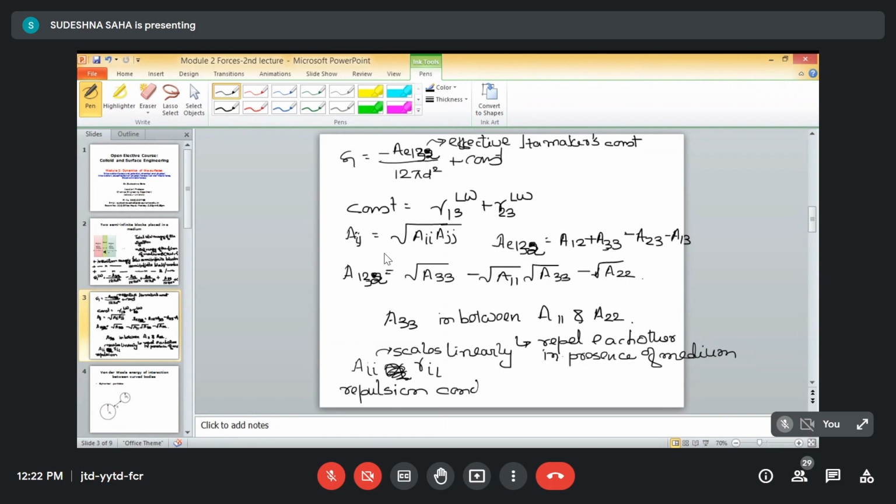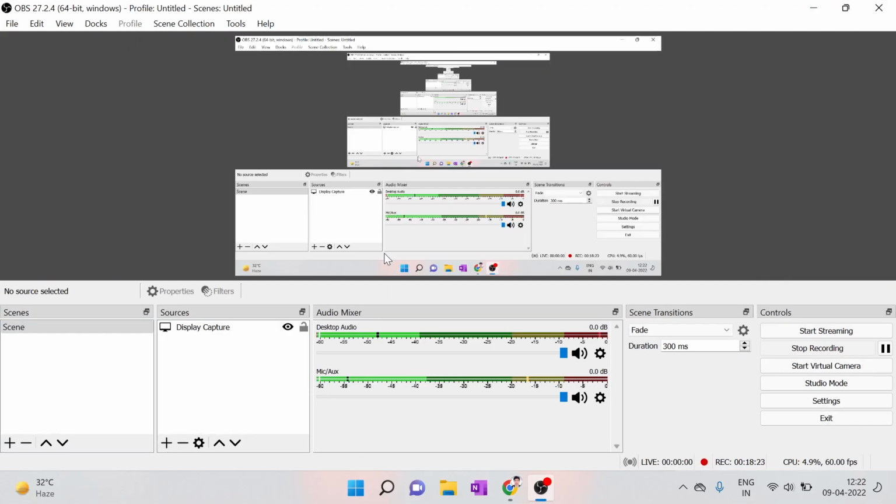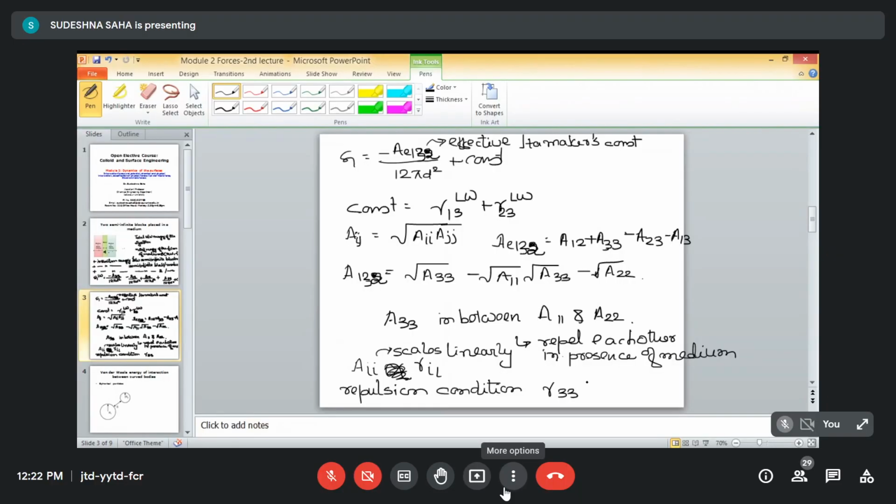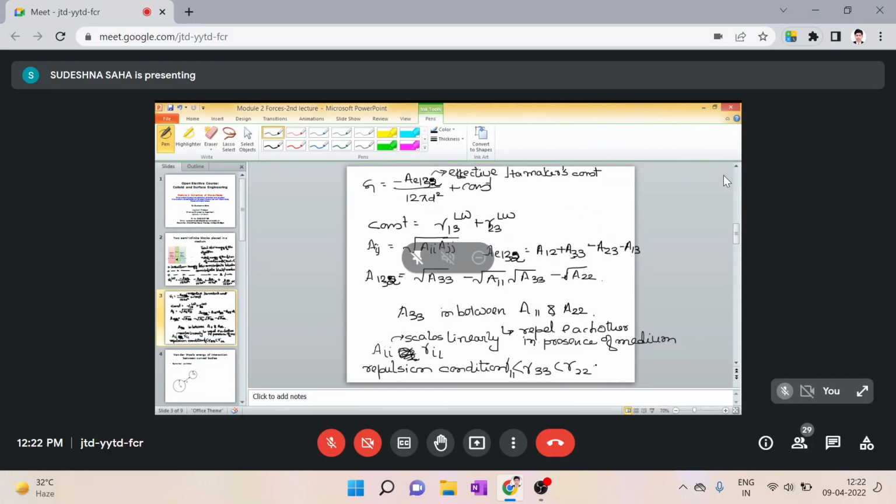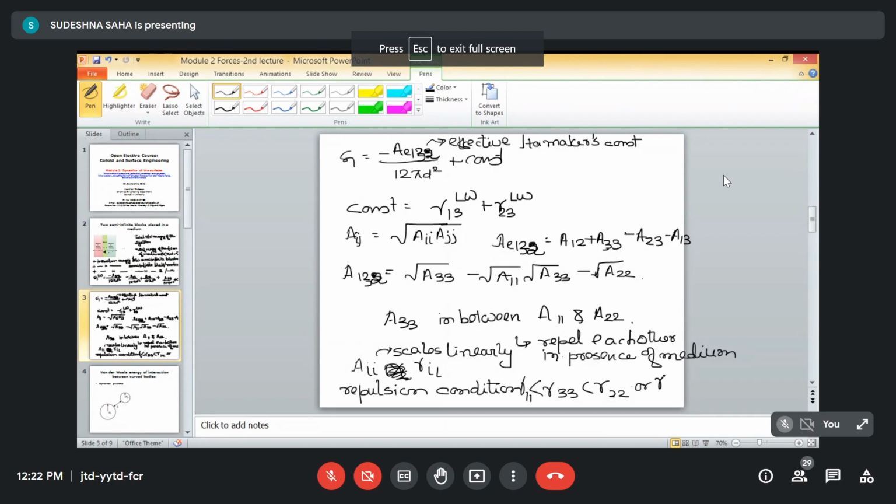So the repulsion condition, we can write as either gamma 33 is in between gamma 22 and gamma 11. I mean, it has to be in between, so either it will be decreasing in order or it will be increasing in order.